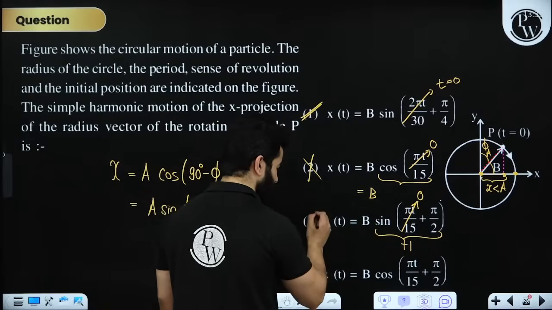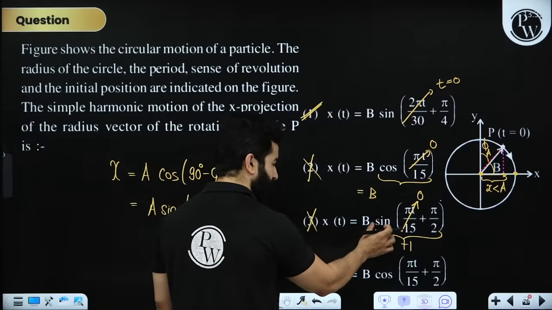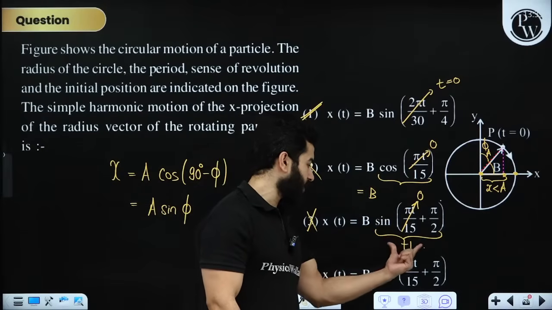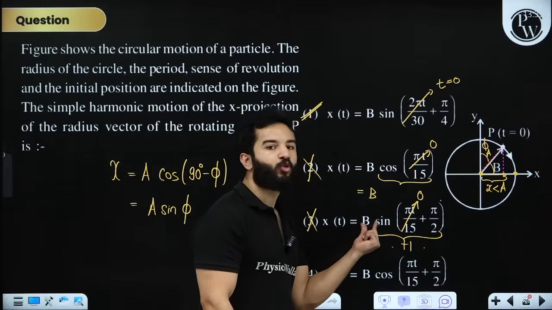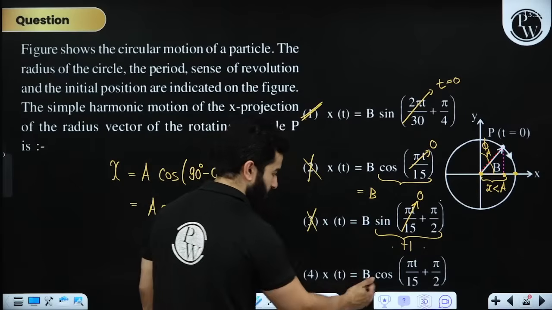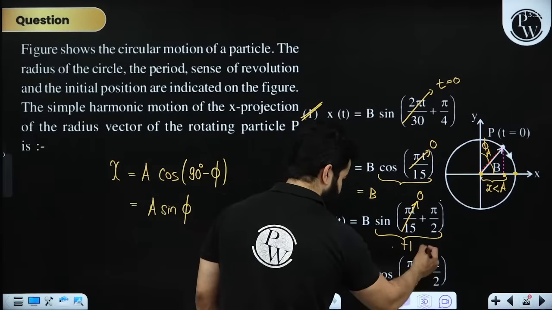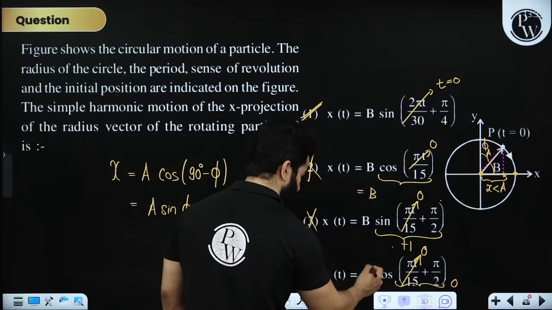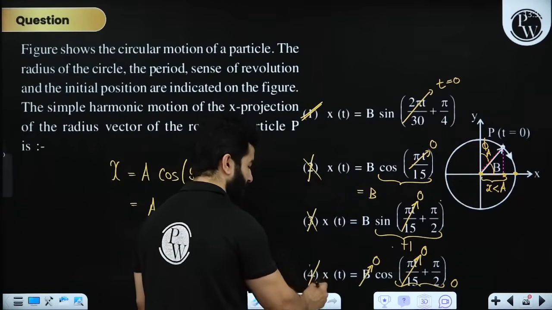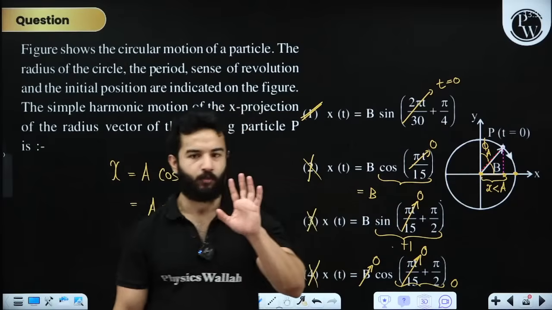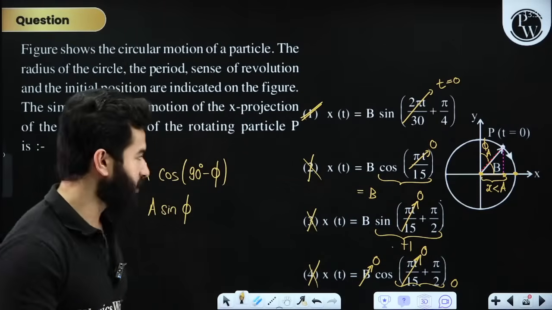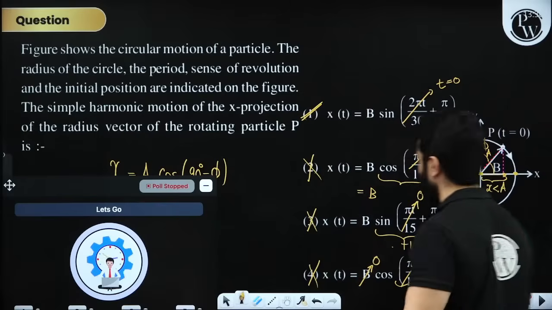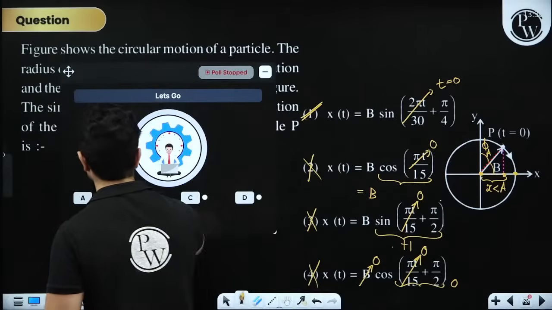So this is also not correct. Even if it is sine, at t equals to 0 we are getting our answer as plus 1 over here, and hence x will be equal to B. This is also wrong. For this one, at t equals to 0, this value will be 0, cos pi by 2, and the answer will be 0, which is also not right because the body is not at the mean position. So either you can do it using the standard method, or you can take the help of options. The correct answer is going to be option A.